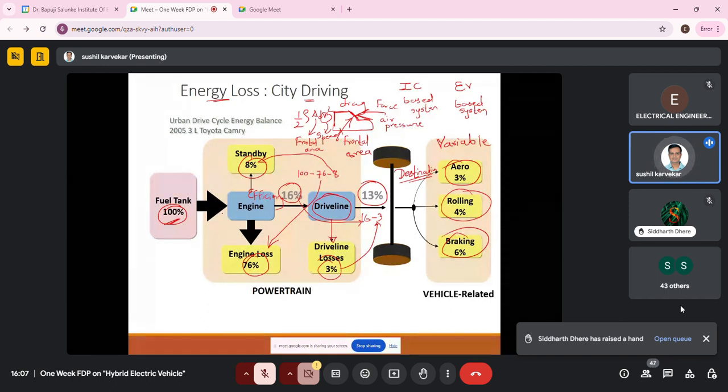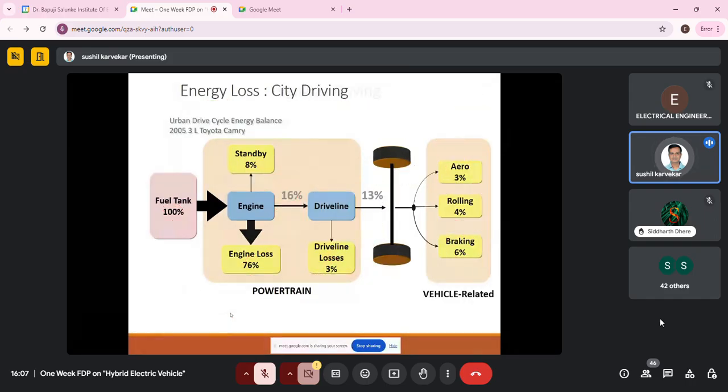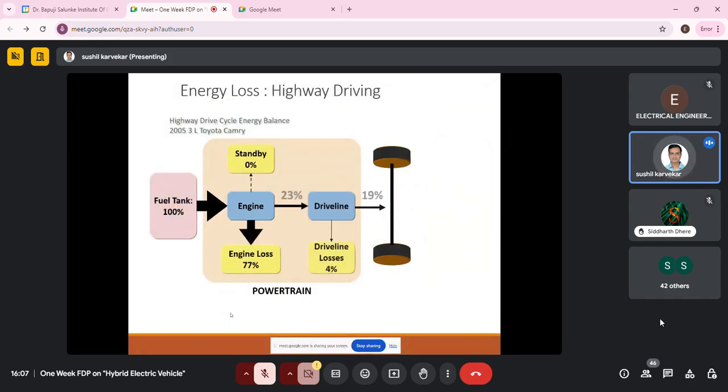Similarly, rolling resistance. When we talk about rolling resistance, it is going to be contributed by the weight of the vehicle. Because of the weight of the vehicle, it would be exerting force on the vehicle, and that would be generating this rolling resistance. And the third one is the braking. If we are going to apply braking, there would be losses as well. So these are dynamic losses which will be changing as per the drive environment or the drive cycle.